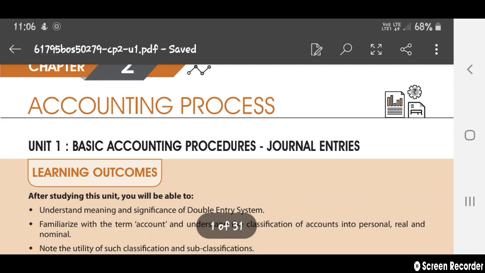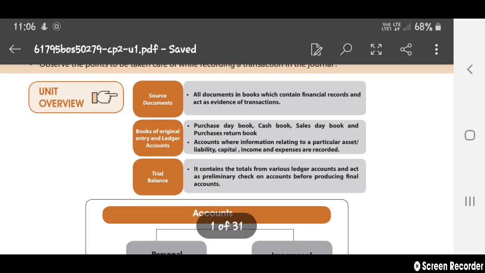So today I'm going to explain to you the Chartered Accountancy accounting process, part 2. First chapter: basic accounting procedures and some of the journal entries you will learn in this chapter.